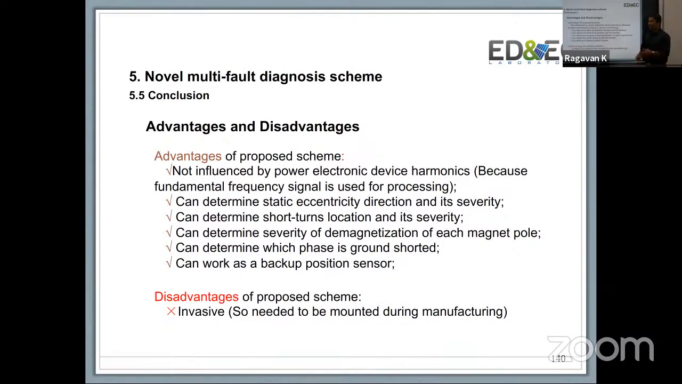So when we did all of this, what we realized is that first and foremost, the benefit was it is not influenced by power electronic devices. It can determine static eccentricity.